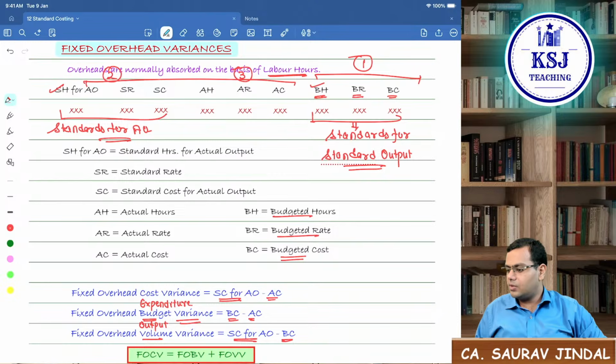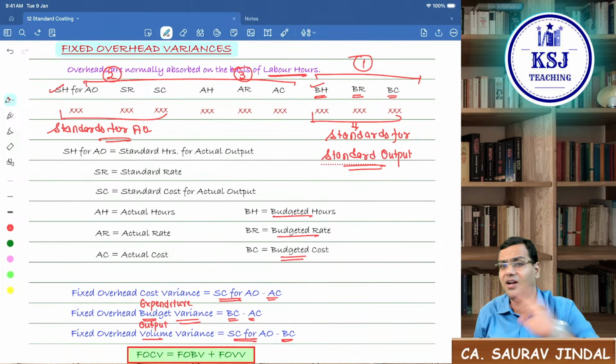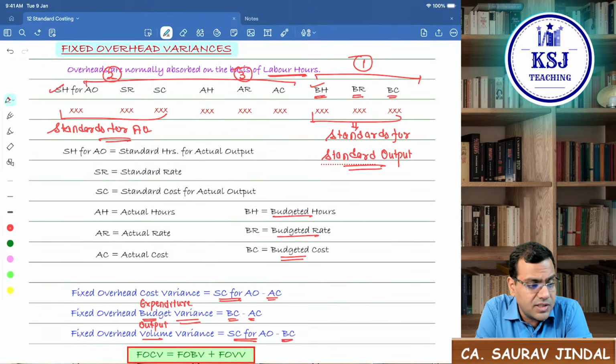Any doubts in today's session, or shall we close this session? This is your FM playlist that I have put. I'll put the same link in the pinned comments of this video also. So for financial management, you can do a detailed revision from this. All the concepts revision, you can do it from this for sure. Any doubts in this, please let me know.